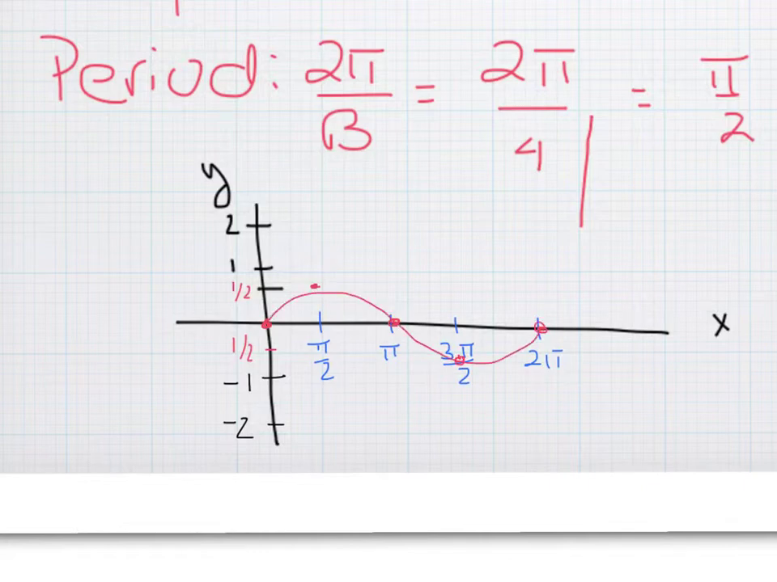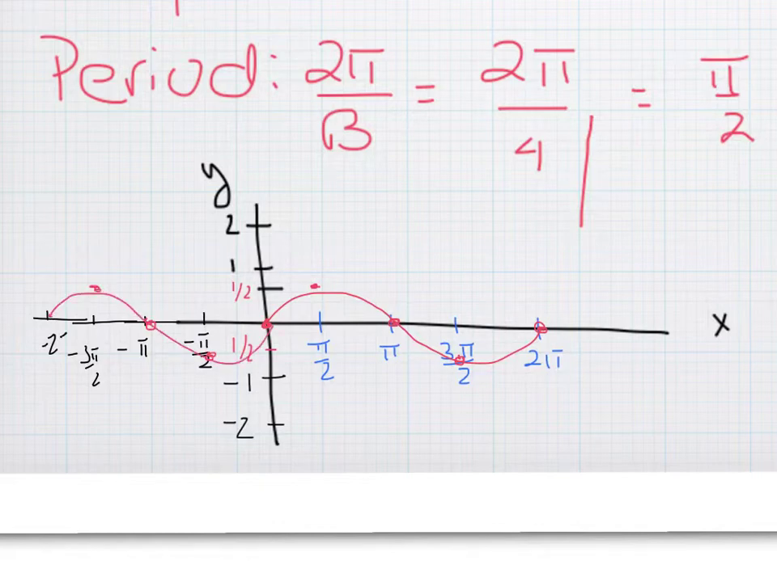And I can add a cycle either to the right or to the left. So if I wanted to, let's go to the left. Here's negative pi over 2, negative pi, negative 3 pi over 2, and negative 2 pi. And let's go ahead and graph it. You're going to go to a minimum, an intercept, a maximum, an intercept. And here's 2 cycles of the sine curve compressed. Why? We reduce the amplitude in half.